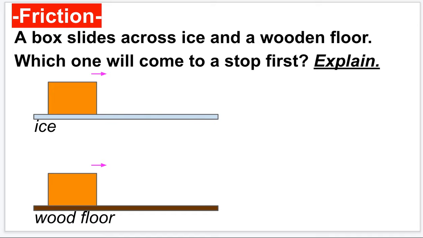But just think about it. Think about ice, how it feels, how things are on it, and think about the wood floor. Most likely, the ice is going to keep the box moving. The wood floor is going to slow it down just because there's more friction in the wood floor than there is on that ice.